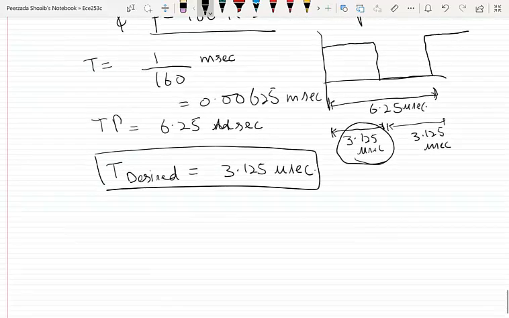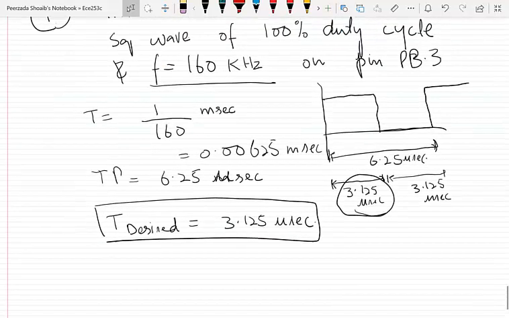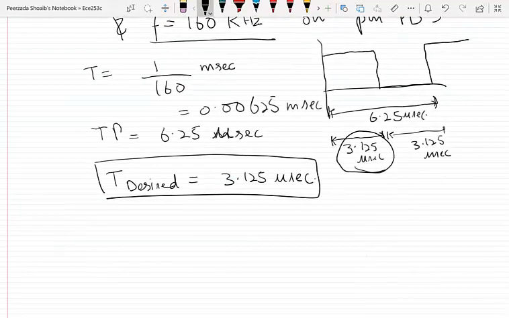Now we should decide on what prescaler to use. Can we generate 3 microseconds using no prescaler? Yes, of course, because we can generate a maximum of 16 microseconds using no prescaler. So we won't be using any prescaler. Then the frequency of the timer will be equal to the frequency of the crystal.